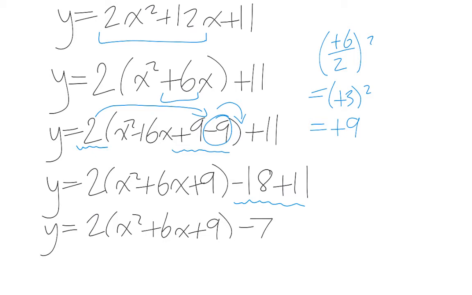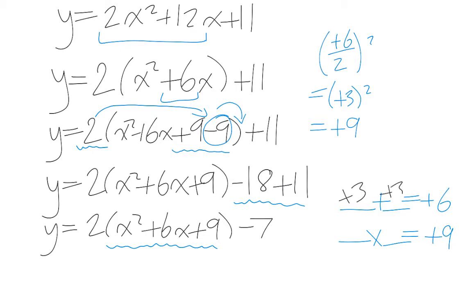And what you have left inside the brackets is a perfect square trinomial. So you need to ask yourself, what are two numbers when added together gives me positive 6, and two numbers when multiplied together gives me positive 9? That should be fairly straightforward, and that is positive 3 and positive 3.